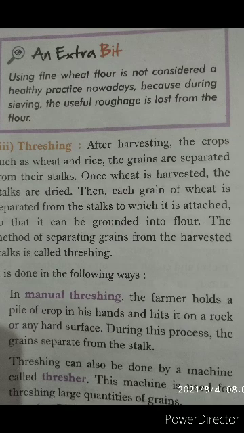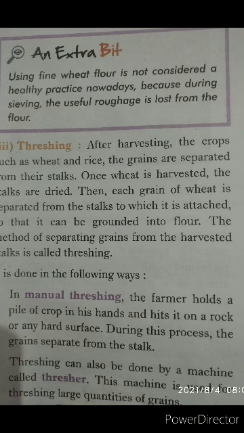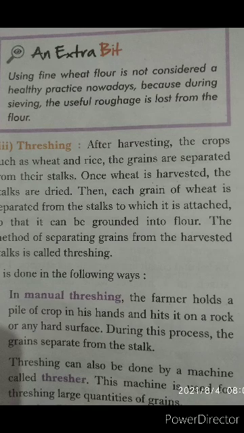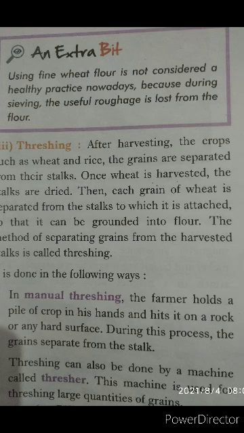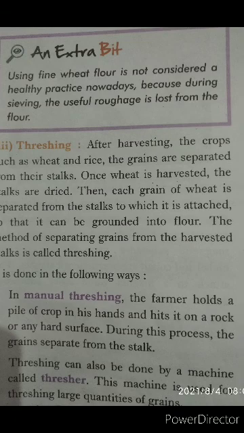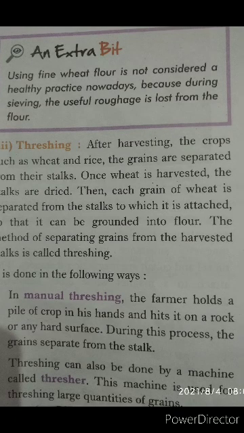Next one, threshing can also be done by a machine called a thresher. Nowadays it is available everywhere, in your area also, I think you see. After the harvesting, this machine will be brought, and within a few hours it will do the work very quickly. This machine is used for threshing large quantities of grain. If more grains are there, more harvesting is there, then the machine will be more useful. Okay, you can see the picture also given there, the threshing machine.